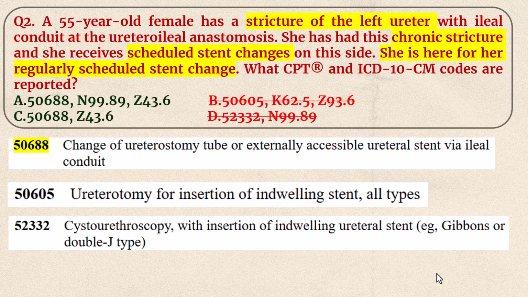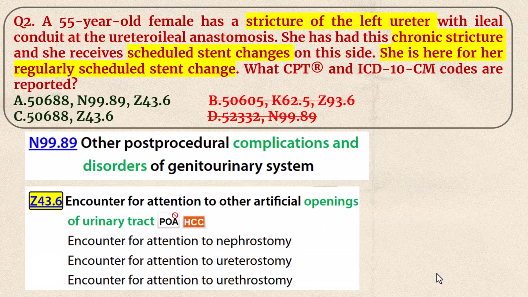Now let's go to the ICD-10-CM codes. N99.89, that is other post-procedural complications and disorders of genitourinary system. So that is not relevant here. And Z code Z43.6, that is encounter for attention to other artificial openings of urinary tract. So here this case is the ureterostomy, so encounter for attention to ureterostomy. So that code is suitable. In this case, the 50688 CPT code and Z43.6 ICD-10-CM code is suitable. So the correct answer is C.